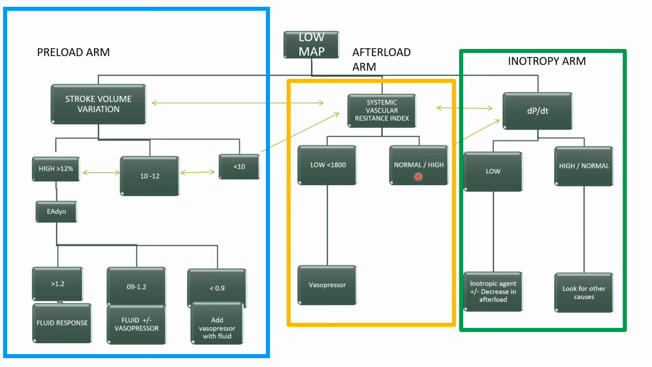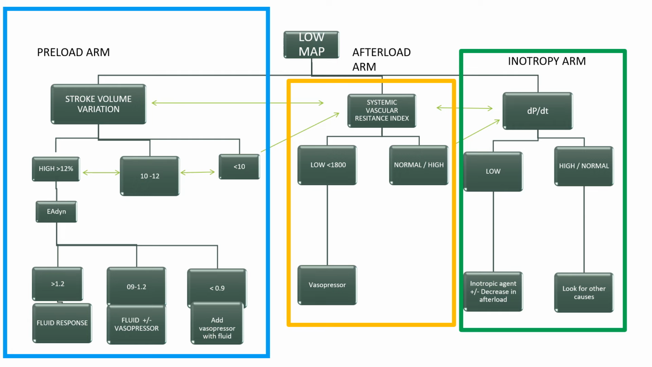If it's normal or high, I will go to the inotropy arm, which is depicted by dP/dt. And if it's low, it means my patient requires inotropy or my patient requires a decrease in afterload. So pause this video, go through it again, because next I will have an interactive session with you, and I request you to pause the video, make a decision for yourself, and then listen to me on what I did in that case. So let's move forward.